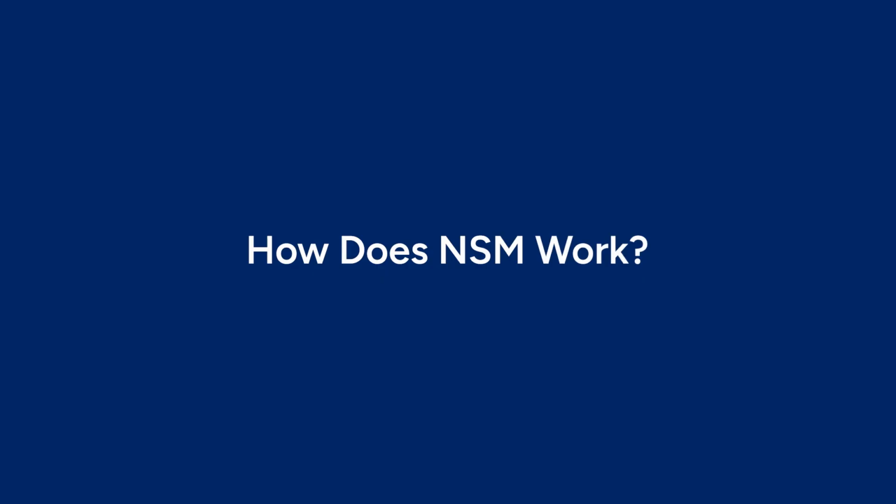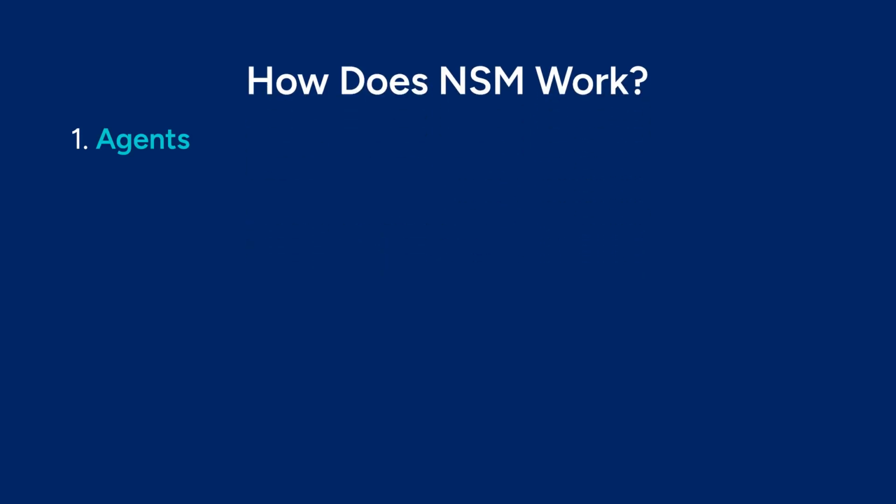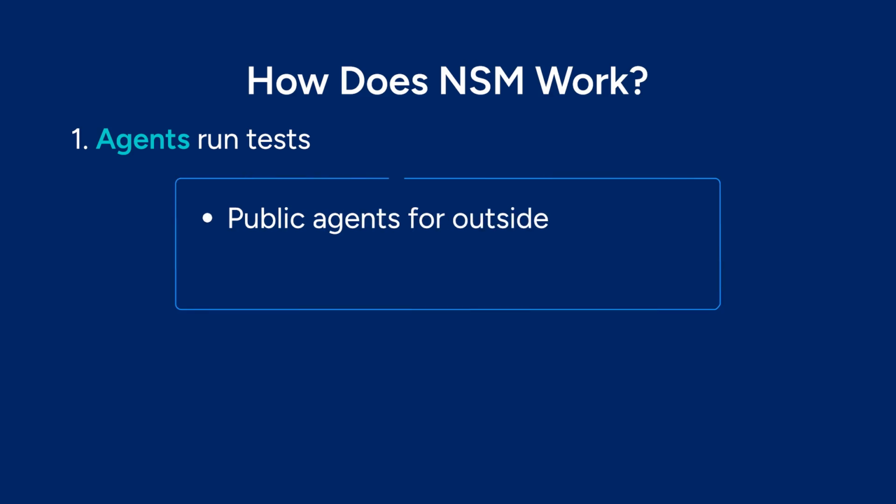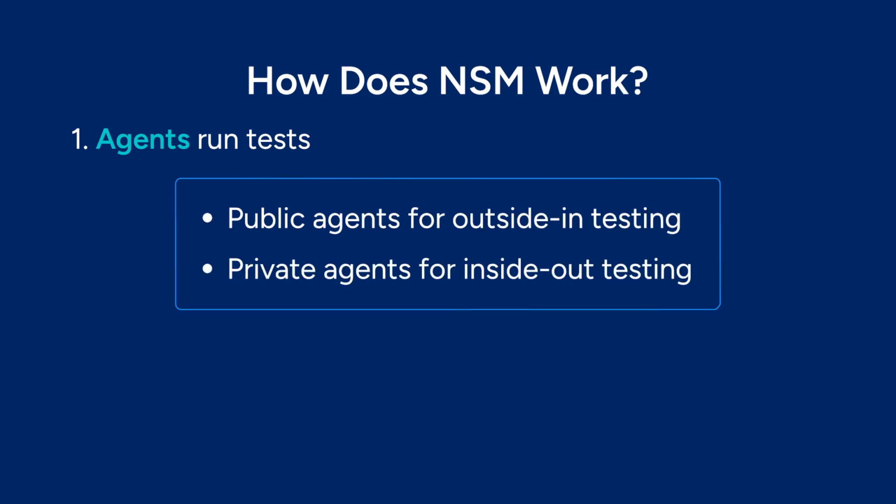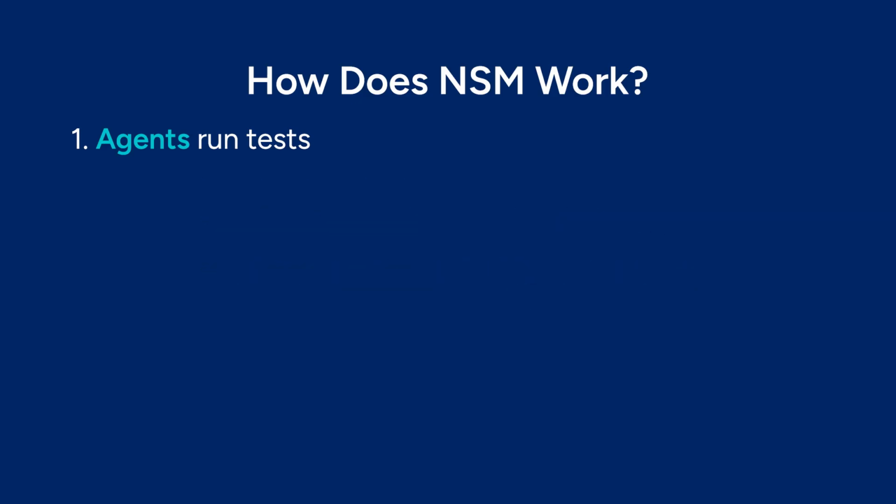How does network synthetic monitoring work? There are four moving parts. Agents run the tests. Public agents in internet hubs and cloud regions for outside-in testing, and private agents inside your own data centers, branches, and VPCs for inside-out testing.